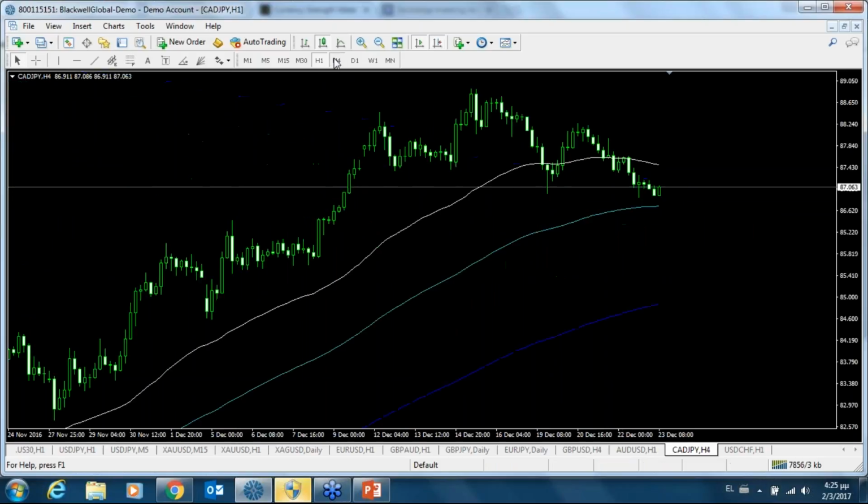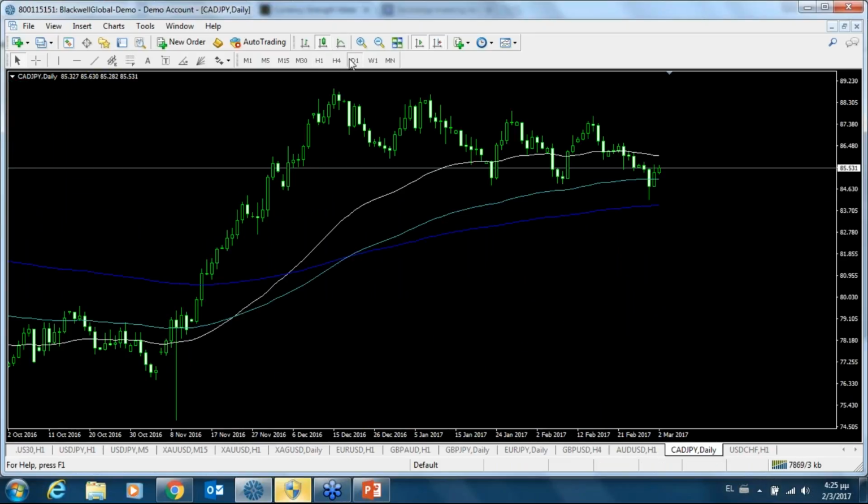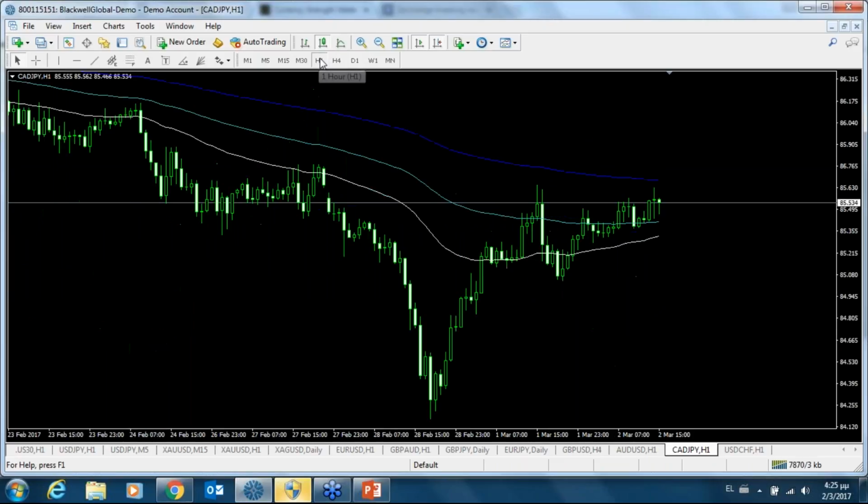It's the same on the 1 hour chart, and it's just not very nice timing-wise in terms of the CAD JPY, because you're looking at the 1 hour chart and you are looking at loads of candles moving within the three lines.